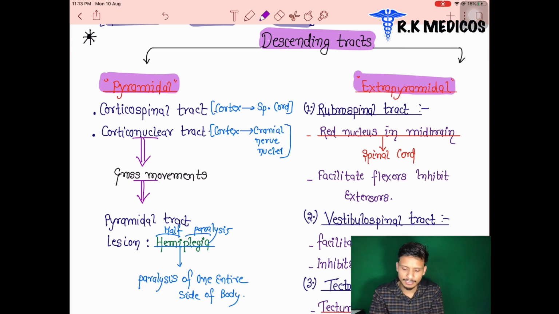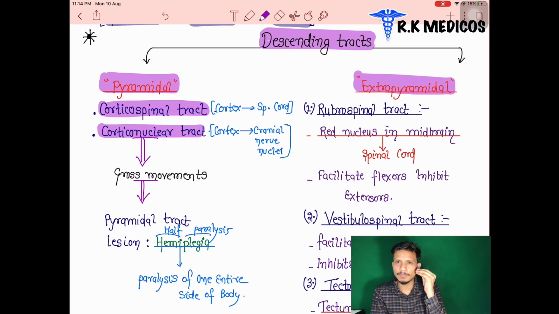There are basically two, and it's very important: the corticospinal tract and the corticonuclear tract. Now the corticospinal tract is so simple. They carry information from the cortex to the spinal cord. And the next one, corticonuclear, carries information from the cortex to the cranial nerve nuclei, and then goes to the different parts of our body. These are the two types of pyramidal tract: corticospinal and corticonuclear.